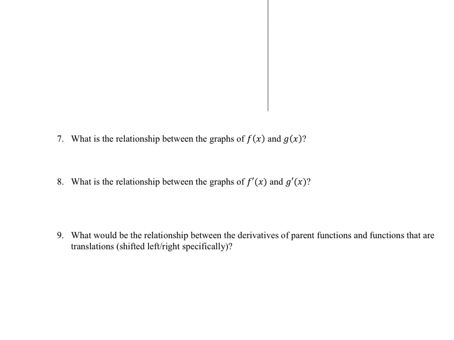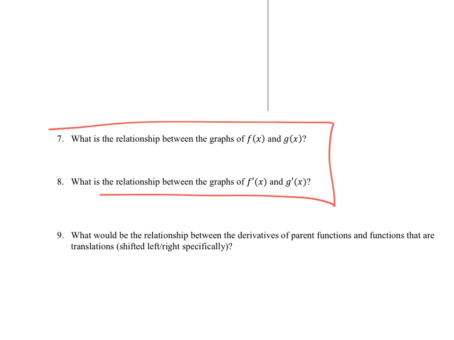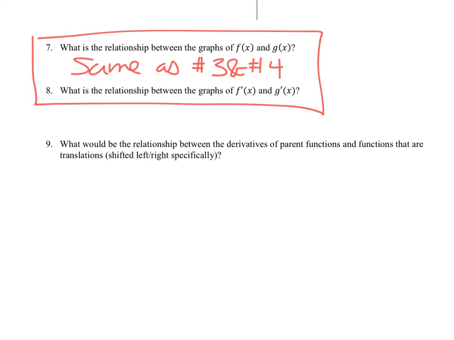All right, so relationship between the graph, okay, so not to beat this too much to death, but these are the same as the previous page, same as, I think it was numbers 3 and 4. So then the question would be, what would be the relationship between the derivatives of parent functions and functions that are translations? Specifically left and right, because we all know, hopefully, that you can also shift a graph up and down. So right now it's just left and right.